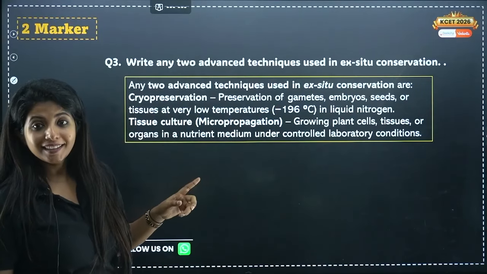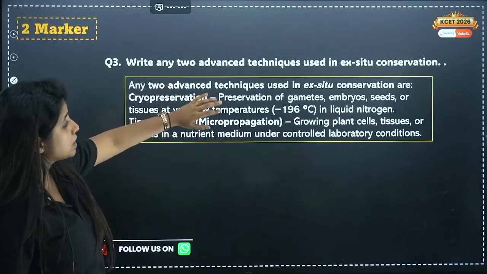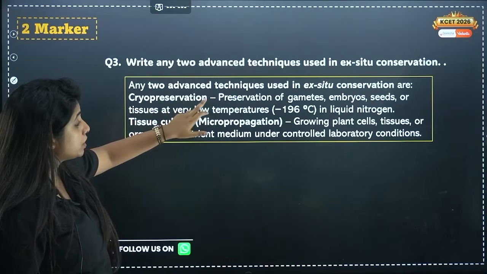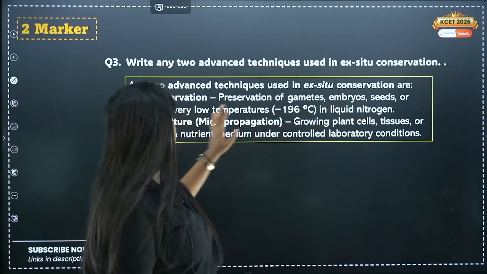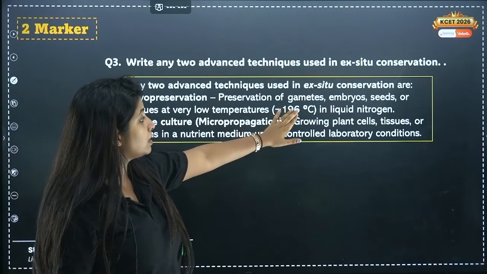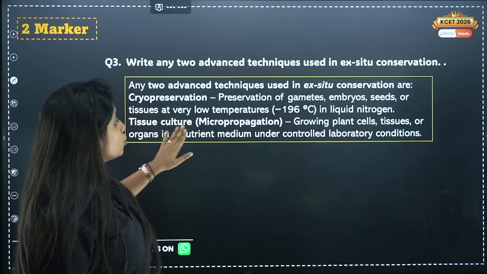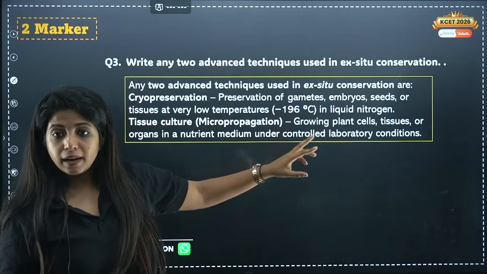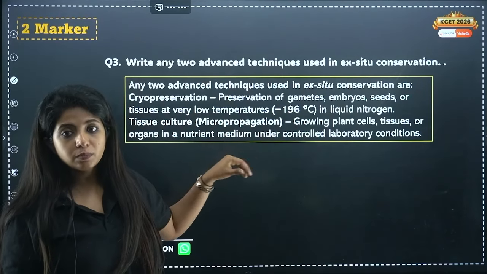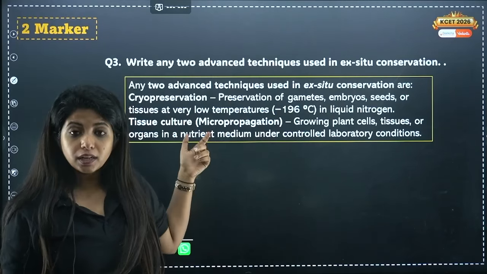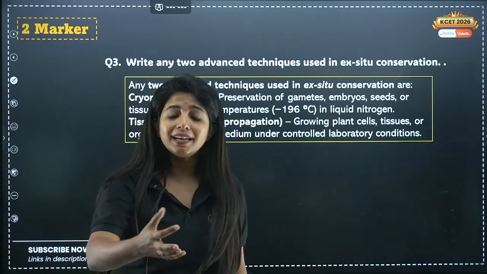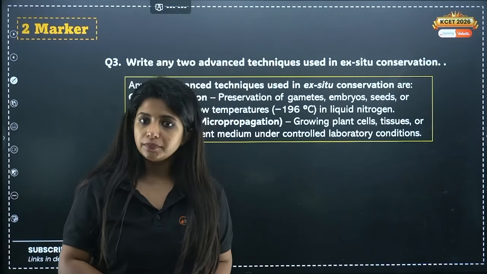Now write any two advanced techniques used in ex situ conservation. I told you, they are asking this nowadays. Any two advanced techniques are cryopreservation, preservation of gametes, embryos, seeds or tissues at a very low temperature, -196 degrees in liquid nitrogen, and tissue culture or micropropagation, growing plant cells, tissues or organs in a nutrient medium under controlled laboratory conditions. We do it because we are sure that those plants might die later on, so we culture them separately. Okay?